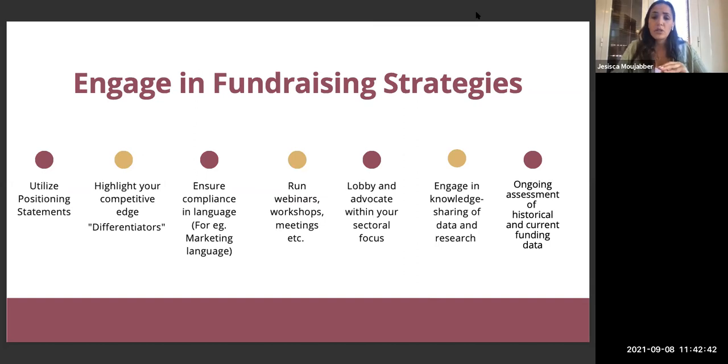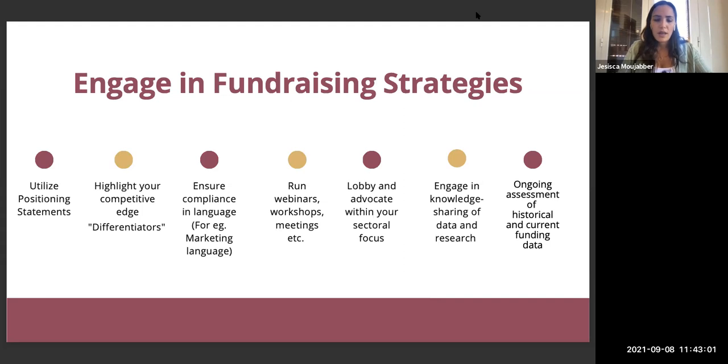So it's important that you continuously keep this compliance with the donor language, running webinars and workshops. And that almost goes hand in hand with the lobbying and advocacy. And why am I saying that it goes hand in hand? It's your visibility. You need to show that you got the money, but you're still there.